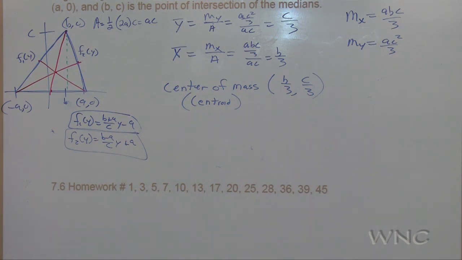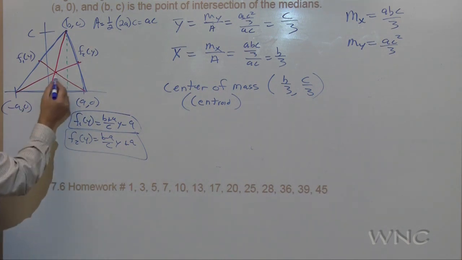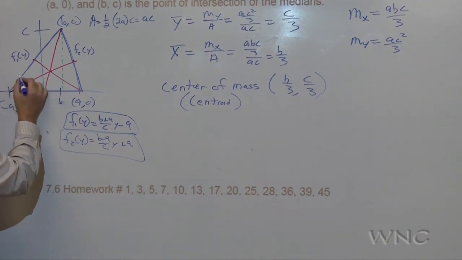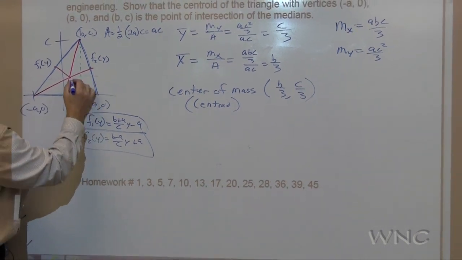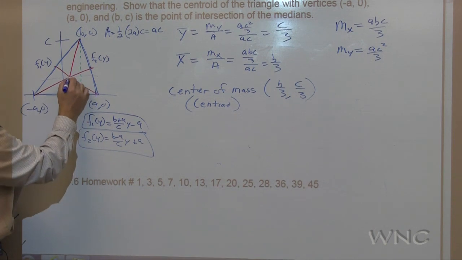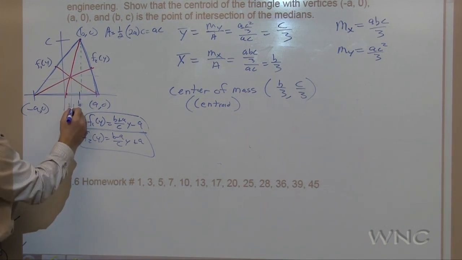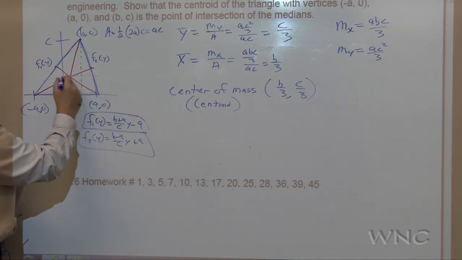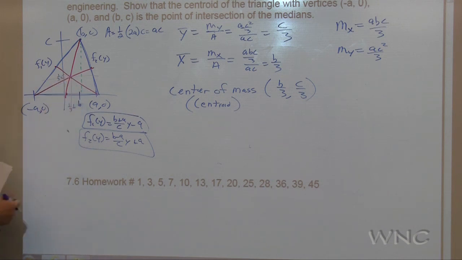Okay, so that's what this engineering principle is, that 1/3 of the way up and 1/3 of the way over here is going to be the center. So this is 1/3 B, and this is 1/3 C. That's where the center of mass would be.